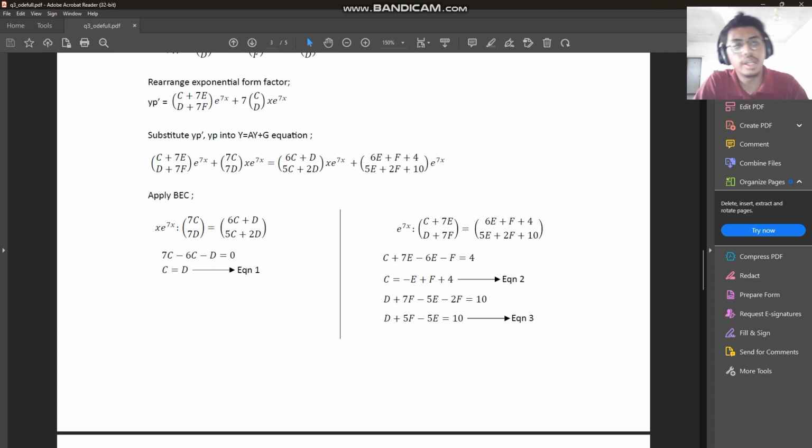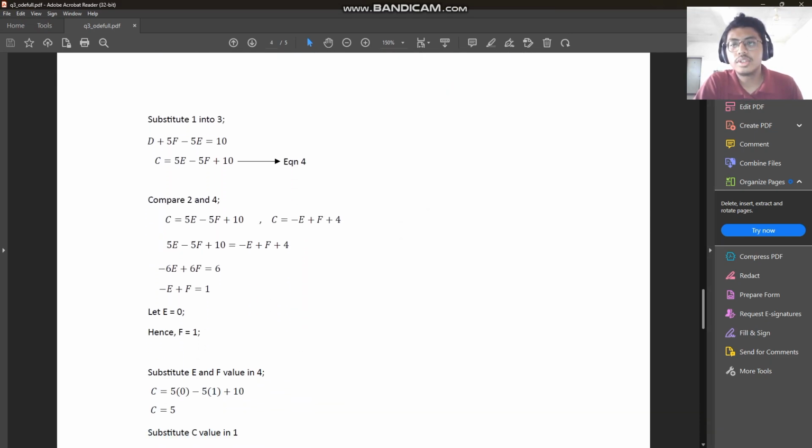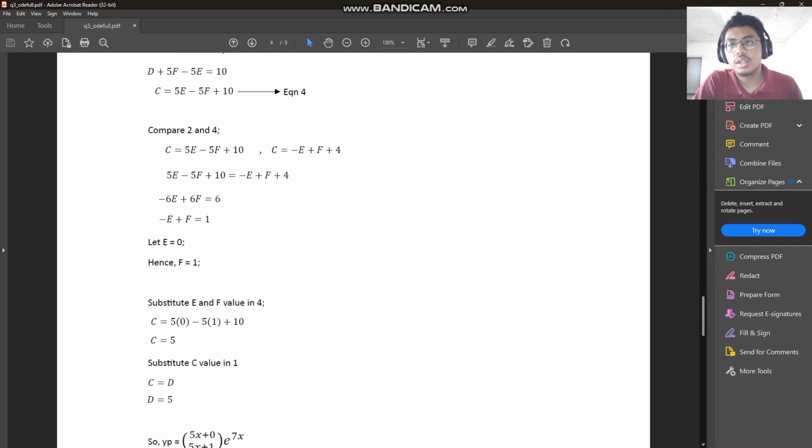So we input that in equation 2. Next, we also get the d plus 5 minus by 5e equals to 10. So we're going to input that in equation 3. So we substitute 1 into 3, we got c equal to 5e minus 5f plus 10. So that is equation 4.